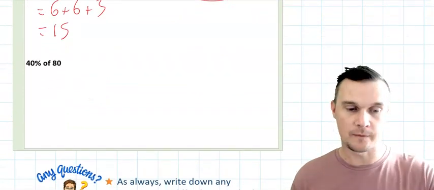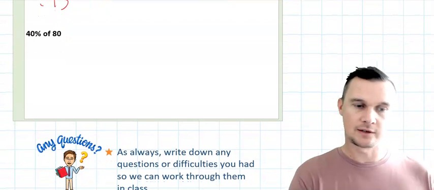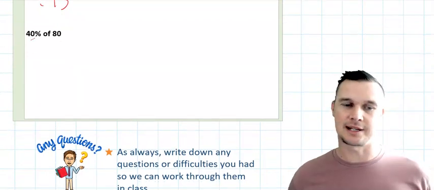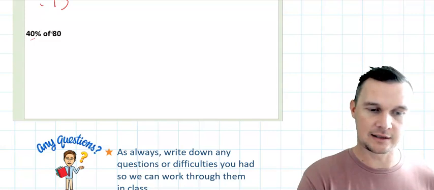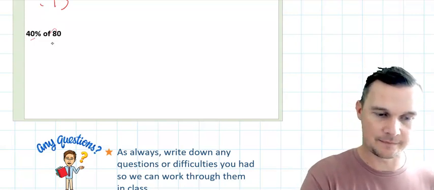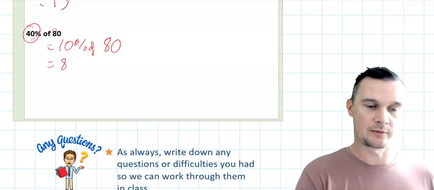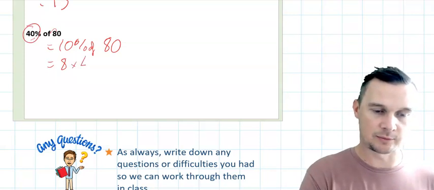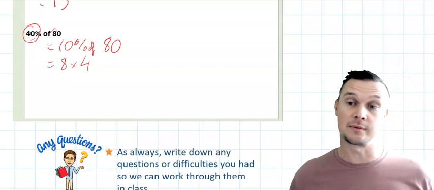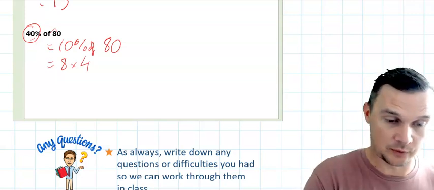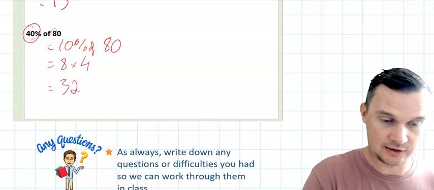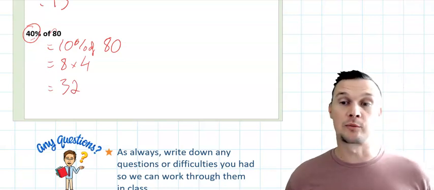So let's look at another example. We've got 40% of 80. Because it's ending in 0, let's find out what 10% is. So 10% of 80, again divided by 10, will give me 8. So 10% of 80 equals 8. And I notice that there's 40%, so if that's 10%, I'm going to multiply it by 4 to get to 40%. So 8 times 4 equals 32. So that's more of a mental process that you can go through.